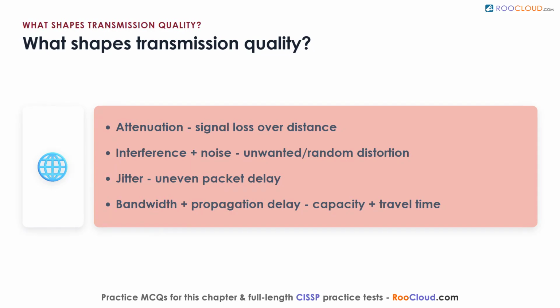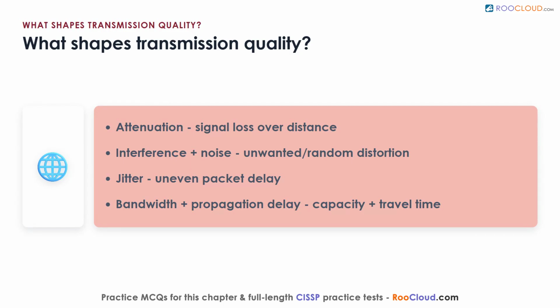Attenuation is the loss of signal strength over distance. Interference is unwanted signals, from electrical noise or radio sources disrupting yours. Noise is random variation that distorts the signal. Jitter is uneven delay between packets, and bandwidth is the range of frequencies the medium can carry, which caps how much data flows. Propagation delay is simply the time a signal takes to travel end to end.